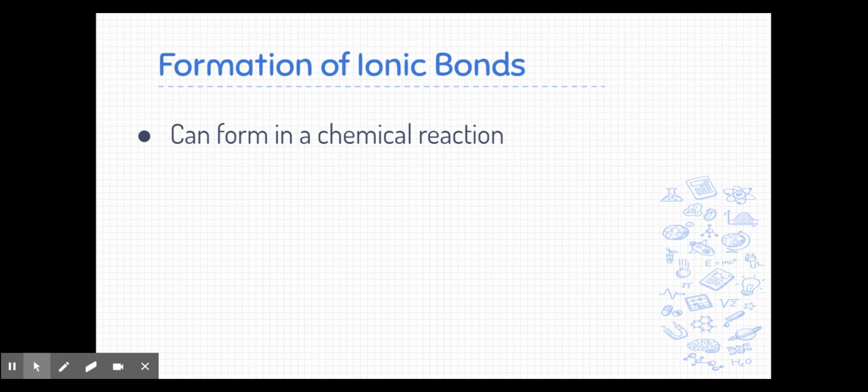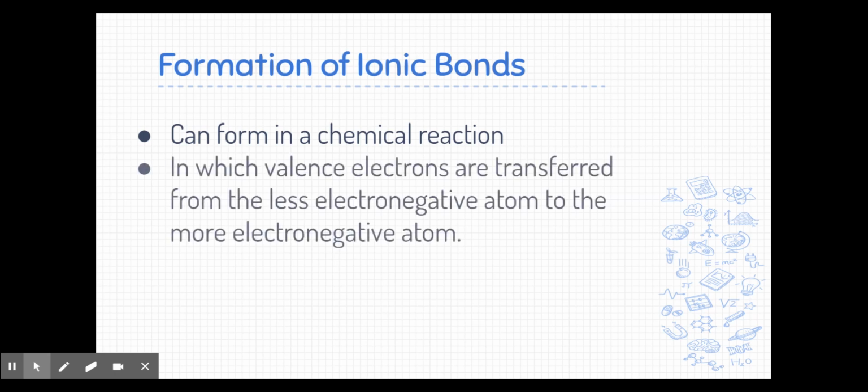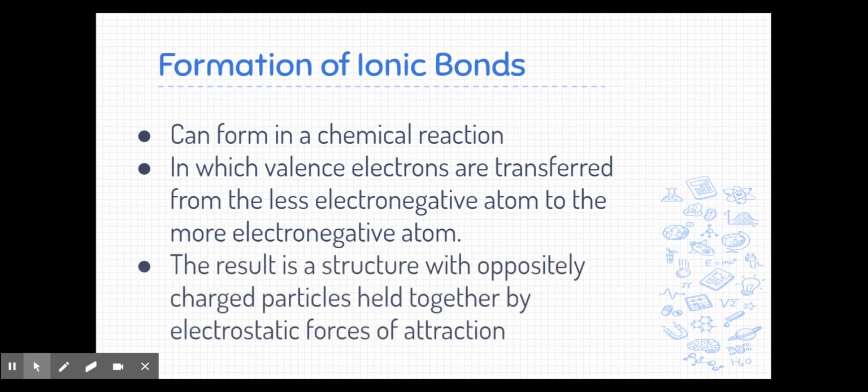Ionic bonds can form in various ways, and we'll see a different way of thinking about ionic bonds forming when we get into our solutions unit. But for right now, we'll just think in general of ionic bonds forming in the process of a chemical reaction. During that chemical reaction, valence electrons are transferred from the less electronegative atom to the more electronegative atom. As a result, we end up with two oppositely charged ions, and those are held together by that electrostatic force of attraction.